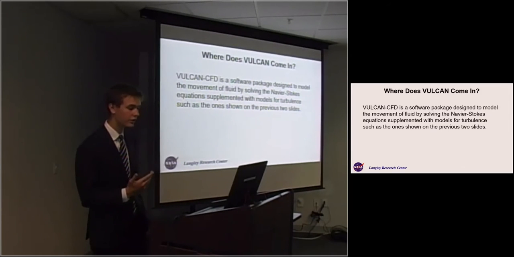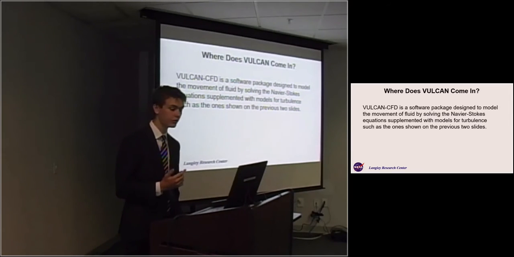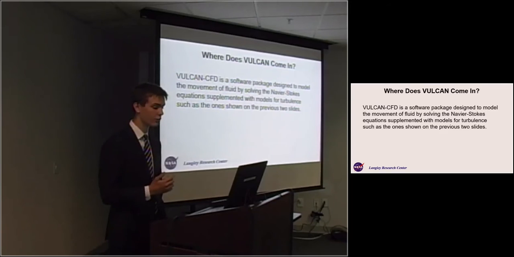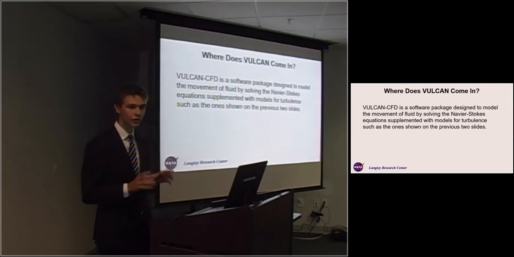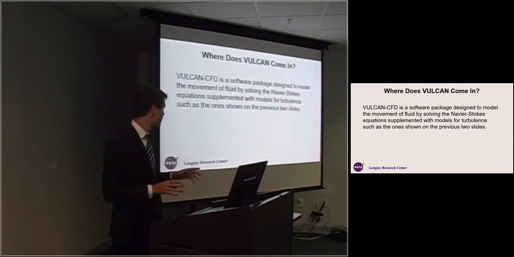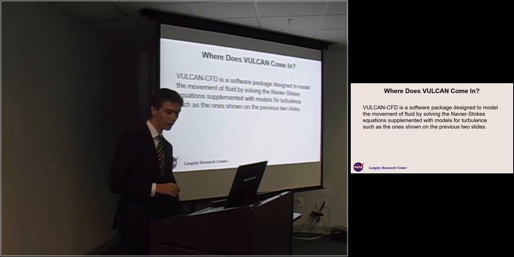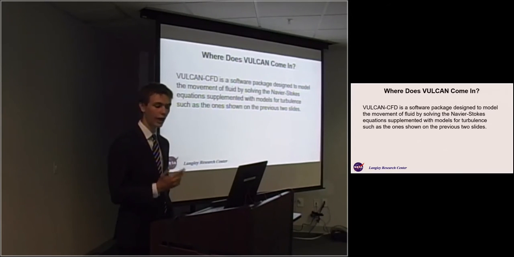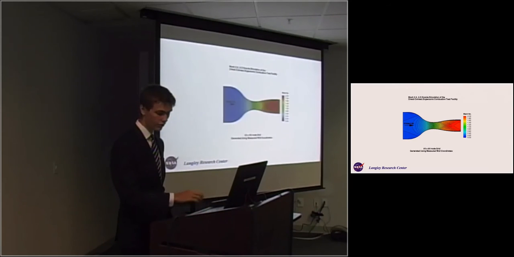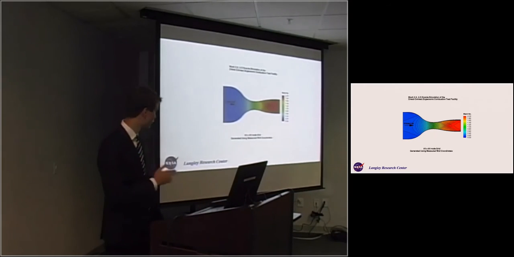VULCAN is a software package designed to model the movement of fluids by solving the Navier-Stokes equations with these models. Basically, VULCAN is a very, very complex calculator that can be used to solve these equations to predict how the fluids are going to move throughout a given grid. So here's an example of a VULCAN case.